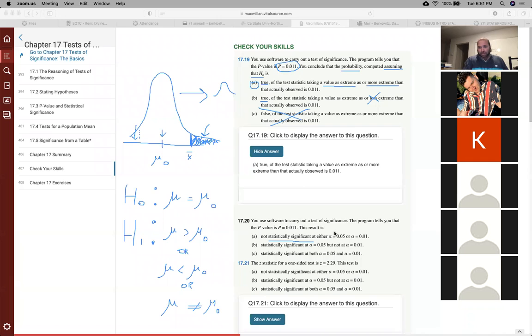But in this example, they give you multiple possibilities for alpha, and they're asking, is the result statistically significant at this, but not this, or this, or both of them, whatever. You have three possibilities. So you have a p-value.